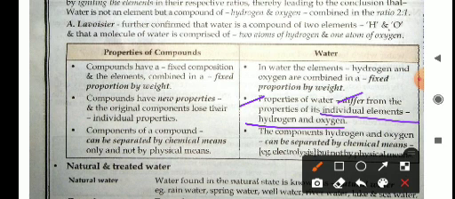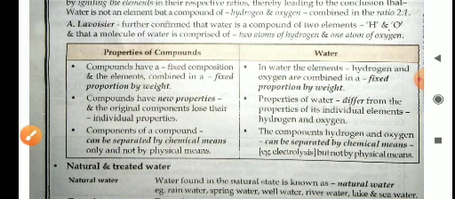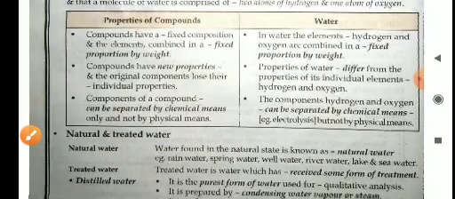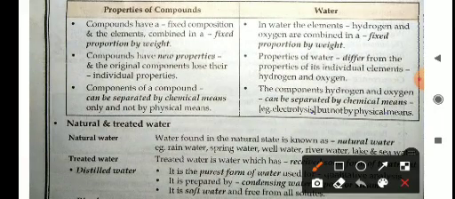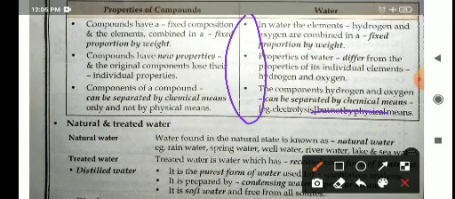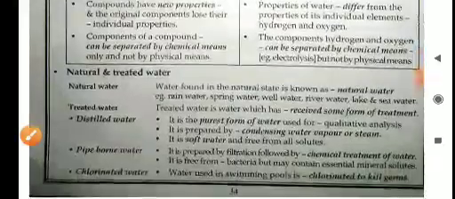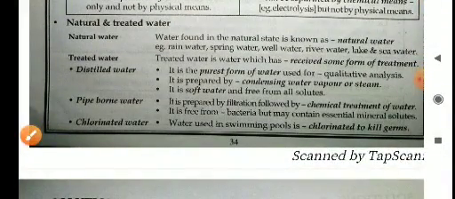So this is the second point to prove that water is a compound: the components of a compound can be separated by chemical means only and not by physical means. The components hydrogen and oxygen can be separated by a chemical means, that is by electrolysis, but not by a physical means. So these are the 3 points by which you can say that water is a compound, not an element. Okay. Now come to natural and treated water.